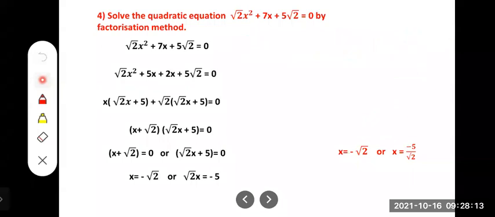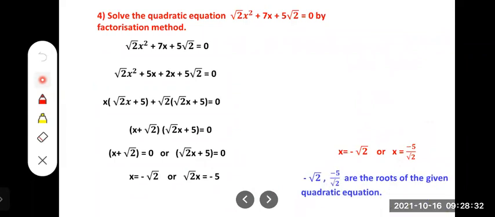Yes. So what we need here, x value is here, and here we need x value, no? So you keep this x value here, minus 5, and root 2, you take it to the other side. So minus 5 upon root 2. Clear, children? So x equal to minus root 2 or x equal to minus 5 upon root 2. So then write the last answer. So what's the last answer? Minus root 2 and minus 5 upon root 2 are the roots of the given quadratic equation.